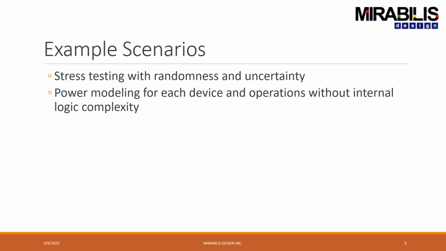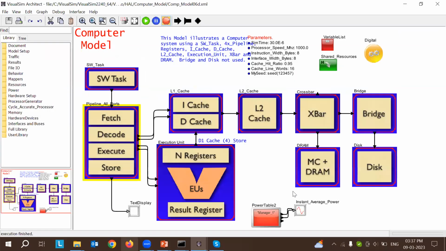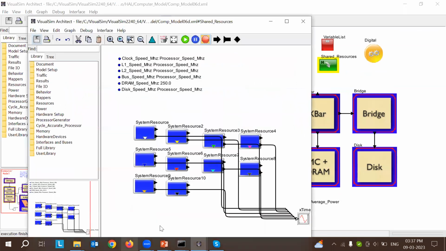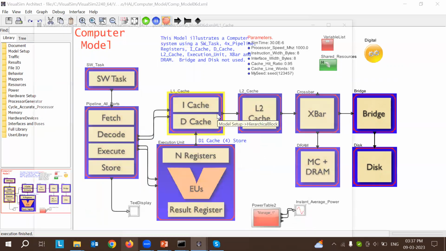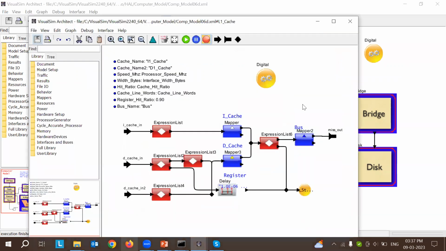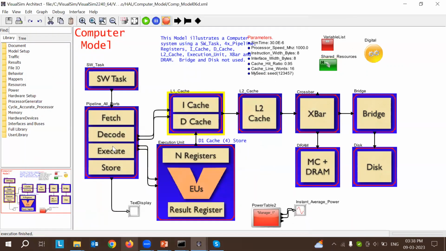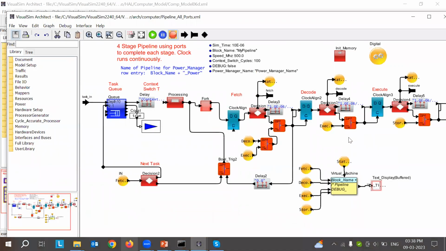Let me open a demo model to explain the stochastic modeling. This is an architecture view of a 5-stage pipelined scalar processor. The internal architecture is constructed using the system resource blocks, which are accumulated here. And each stage or each functional logic is connected to the system resource using the mapper. Similarly, the pipelined stage operations are emulated using the delay block.